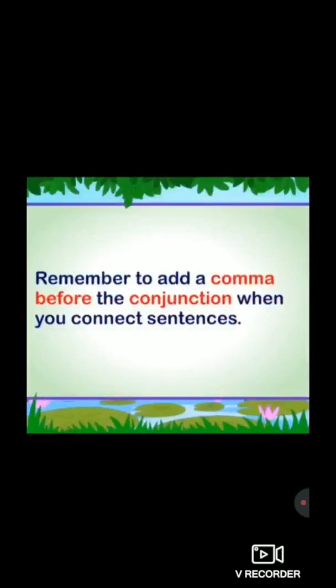Remember to add a comma before the conjunction when you connect sentences. So students, this is the most important point you have to remember, okay? Now students, let's start with the notes of this lesson.